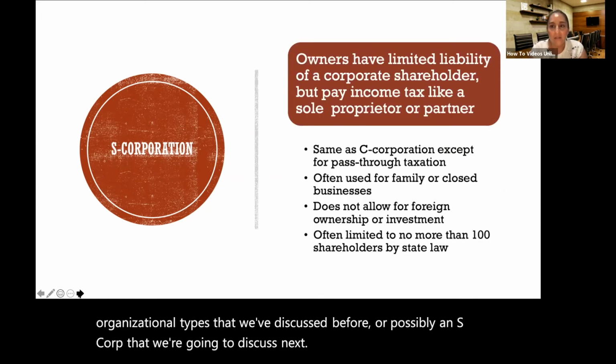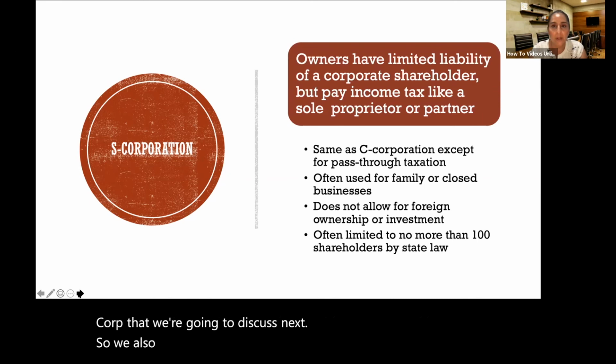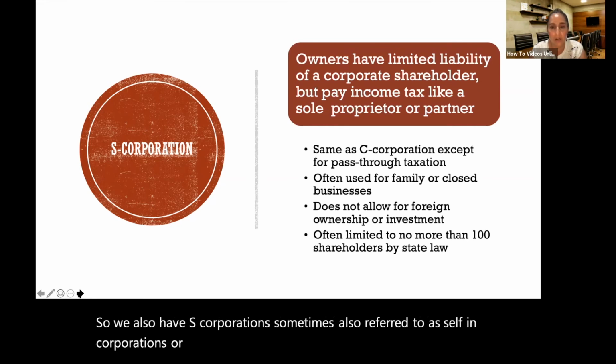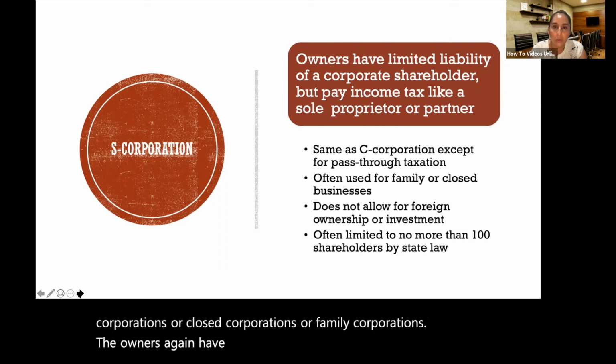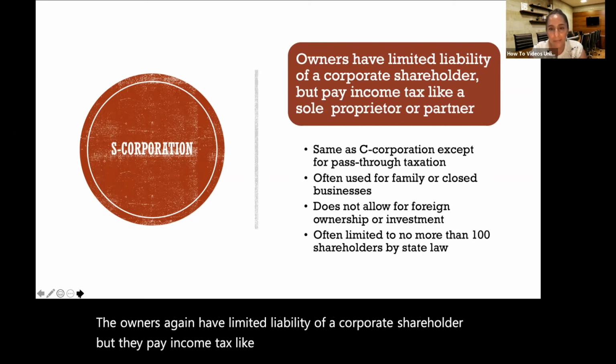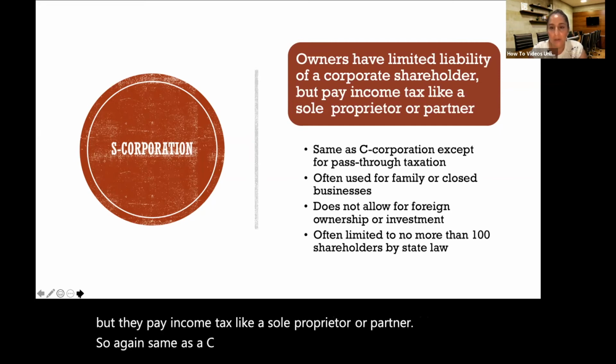So we also have S corporations, sometimes also referred to as self-incorporations or closed corporations or family corporations. The owners, again, have the limited liability of a corporate shareholder, but they pay income tax like a sole proprietor or partner. So again, same as a C corporation, except with the pass-through taxation.